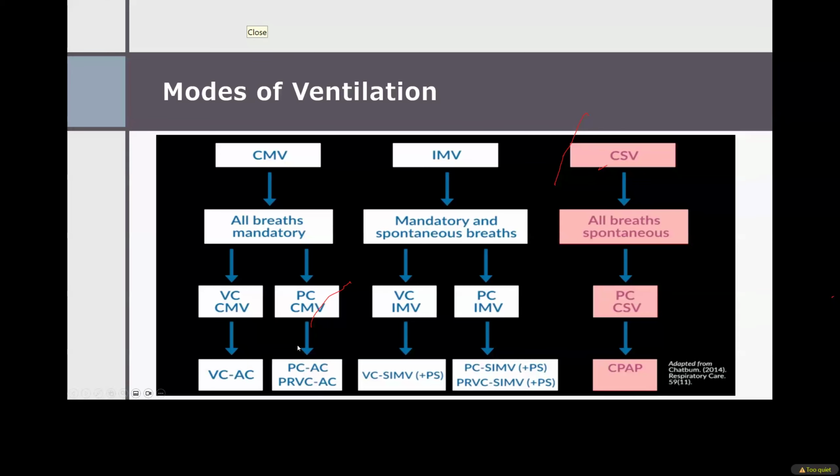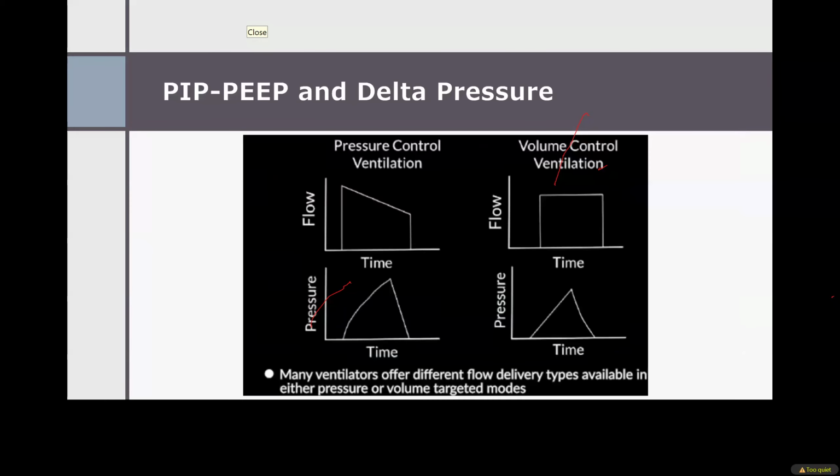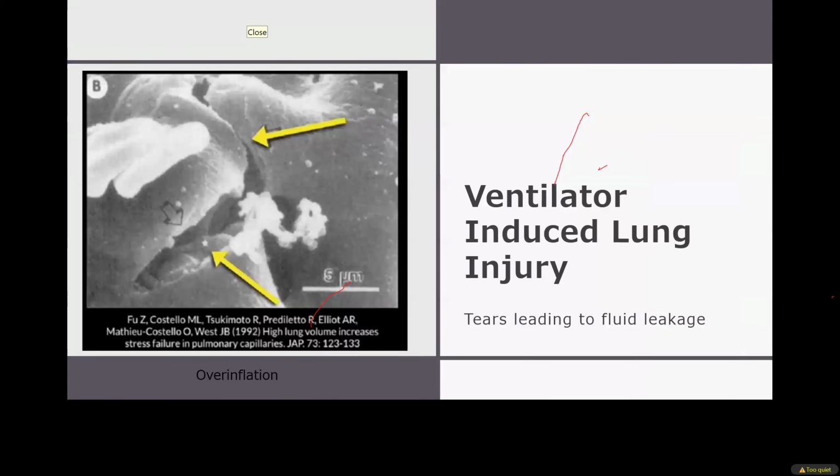So of the five major modalities of ventilation, I think most places use just two, which is pressure control CMV, the AC assist control mode, or the SIMV mode with either PRVC or PC. So those are the major modalities, at least that I know of, and we can chat at the end about other things that you may be using.